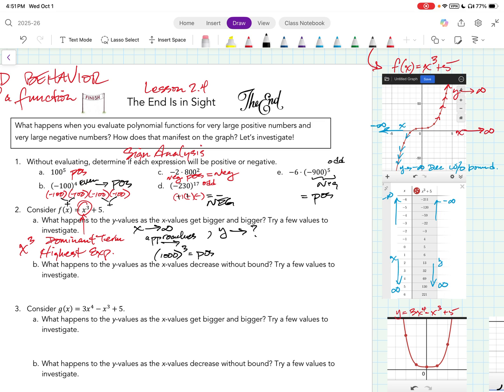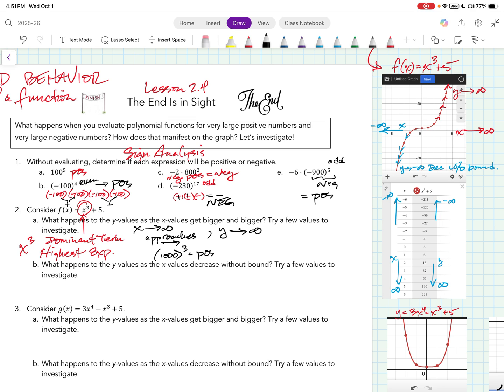So what we do is we say that y approaches infinity. It gets infinitely large. That's what I'm saying. Infinitely large. So it increases without bound. Because we put a big positive number in, like 1,000, you get a big positive number out, which means the graph has got to go up.